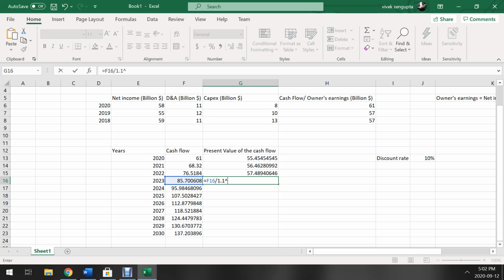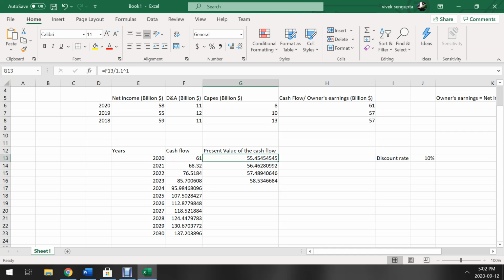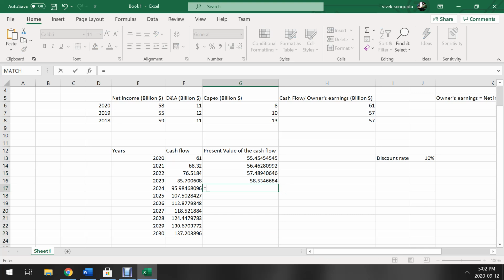1.1 power 4. So things like that. Let me see if Excel picks up the trend here. Otherwise, I have to do it manually for everything. Well, it didn't pick up. So I'll do a Control Z here and do it manually again. So this one divided by 1.1 power 1, 2, 3, 4, 5 now, right?